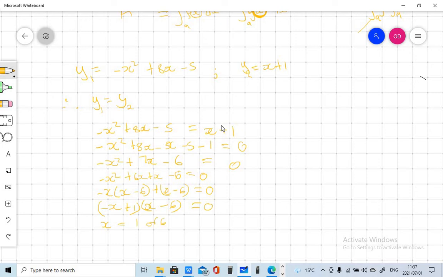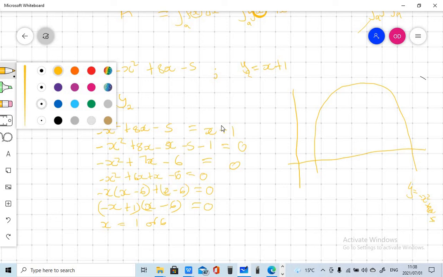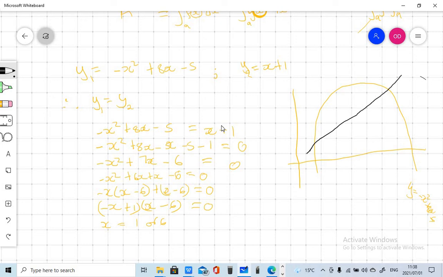In essence, if we are to draw these graphs, you're going to have a situation where you've got the graph of y equal to minus x squared plus 8x minus 5, and then you can also have the graph of y equal to x plus 1, this graph going like that, and then it intersects here at 1 there on the y.